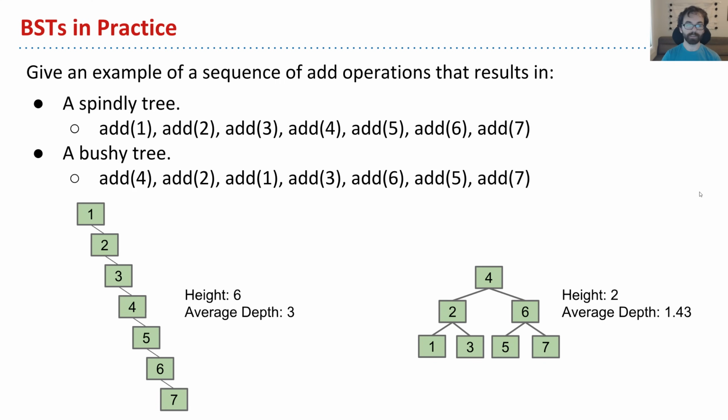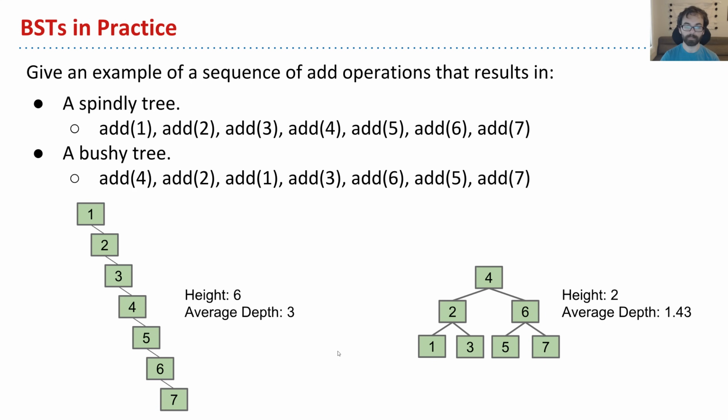Okay. So the spindly tree can be created by adding items in order, whereas the bushy tree is actually a little trickier, but the basic idea is if I add the median first, that's 4, and then I add the 2, and then I add 1, then I add 3, that will get me the left side. If I then add 6, then 5, then 7, I'm in good shape.